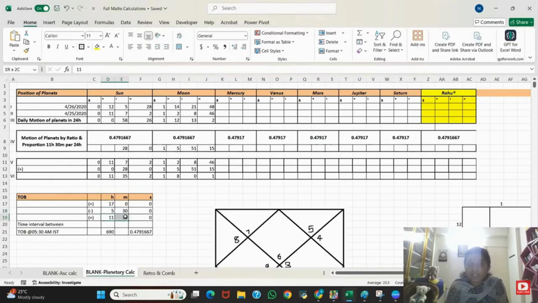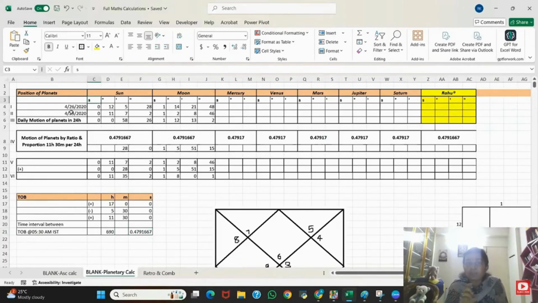For this 11 hours 30 minutes, I have to note down what the mean time is, that is, what the ratio is, to calculate the motion of planets. I get it as 690 minutes, because 11 hours and 30 minutes I have calculated as 690. For 690, the ratio is 0.4791667. So this is the ratio which I have got. Now I have to fill out all this.